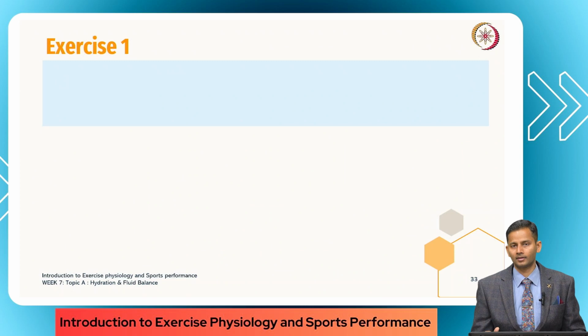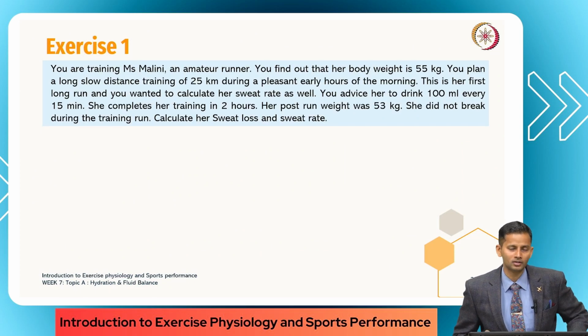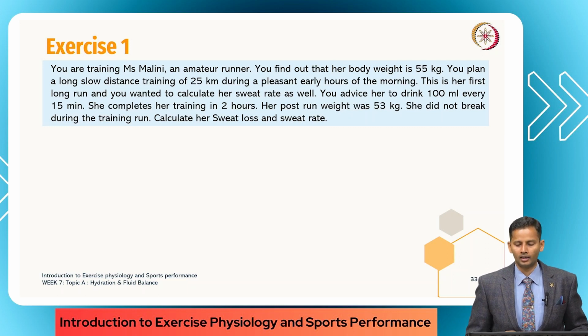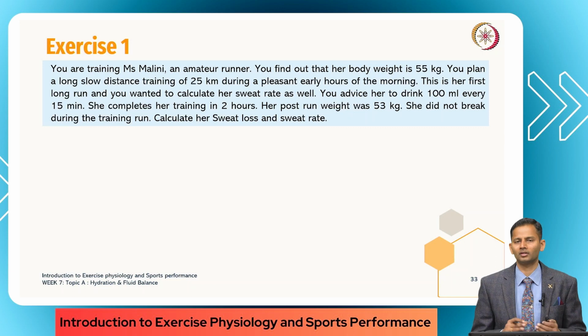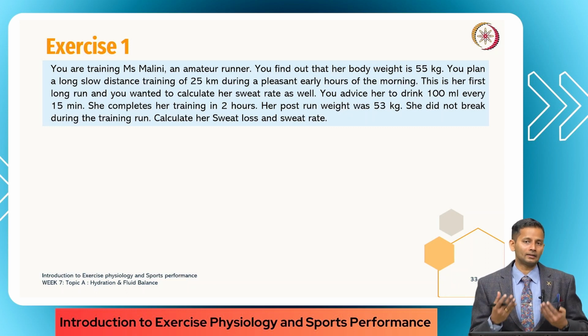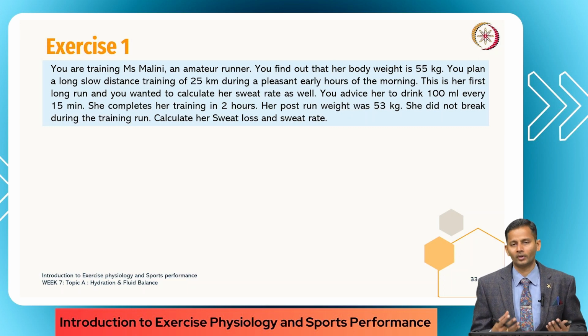So let's see an exercise. Here we have Miss Malini. You are training her. She is an amateur runner, and you find out that her body weight is 55 kg. You plan a slow long distance training of 25 km during the pleasant early hours of the morning. So there's not much external rise in temperature, and this is her first long run. You also want to take this opportunity to calculate how much she is losing by means of sweat, so you want to calculate the sweat rate as well.